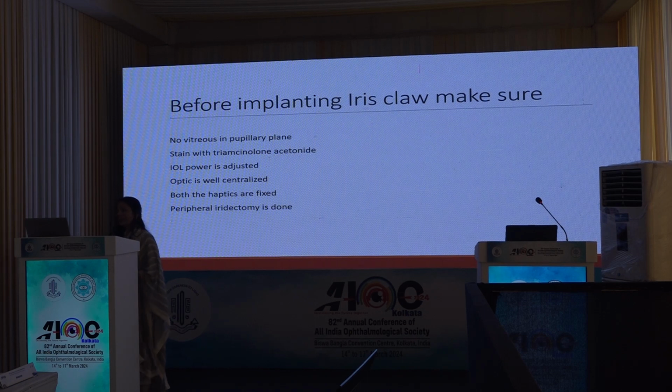So before implanting iris claw lens, we should make sure that there is no vitreous in the pupillary plane. We should stain it with the triamcinolone acetonide. IOL power is to be adjusted before implanting. Then the optic is well centralized. Both the haptics should be fixed, and peripheral iridectomy should be done at the last.